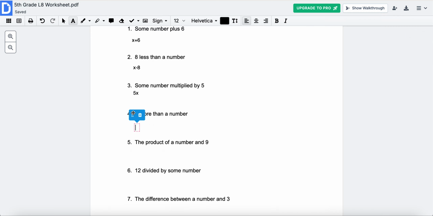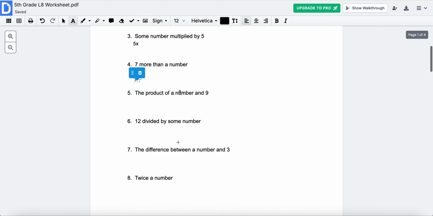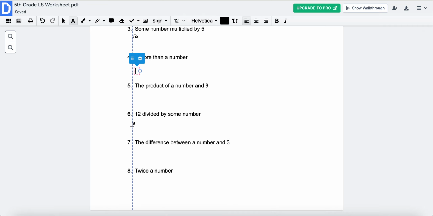Next one, try that on your own. Let's try number 6. 12 divided by some number. How would you do that? The number is x again. 12 divided by the number, so you do 12 divided by x.